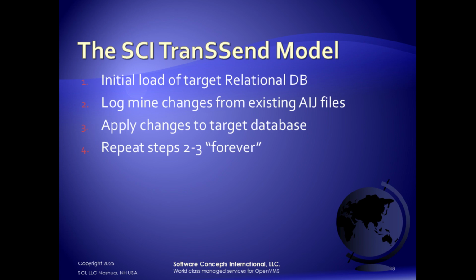Some sites, typically we do that in 5-minute increments. We've done that at some sites at 2-minute increments. We just perform an AIJ backup, we get the AIJ backup file, and that's what's processed. But again, we're not touching the live production database. It's just using a journal file. But apply that to the target database, and you repeat steps 2 and 3 forever. And if you have questions along the way, feel free to ask.